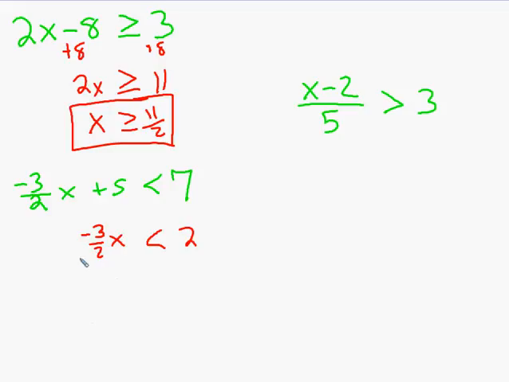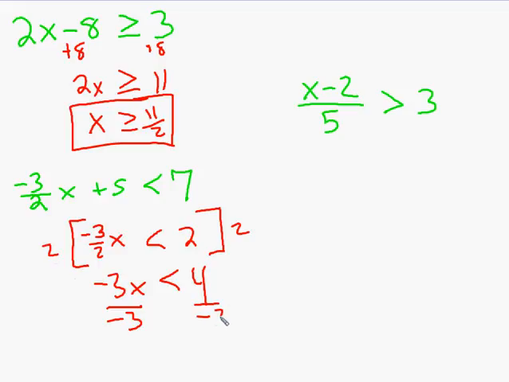Now what? You multiply by 2. Yep, multiply by 2. These 2's cancel, so I get negative 3x is less than. Do I need to flip this inequality? Yes, you do. I will, after I divide by this negative 3.